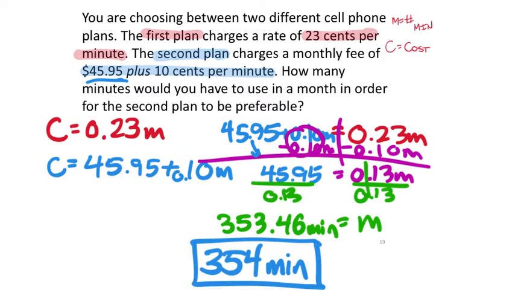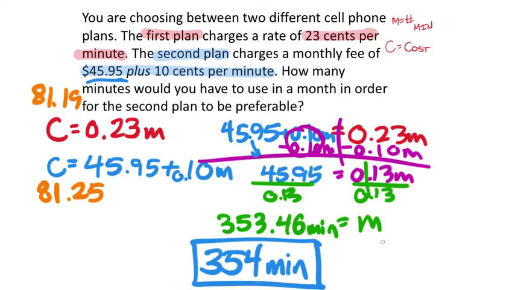So 0.23 times 353. The first plan there is showing at $81.19, whereas the second plan, 45.95 plus 0.1 times 353. Well, yeah, hold on a sec. So that'd be 81.25. So I can see that the second plan at 353 minutes is still more expensive. But the moment I go another minute, then this first plan will exceed the second plan amount, which would be that 354 minutes.